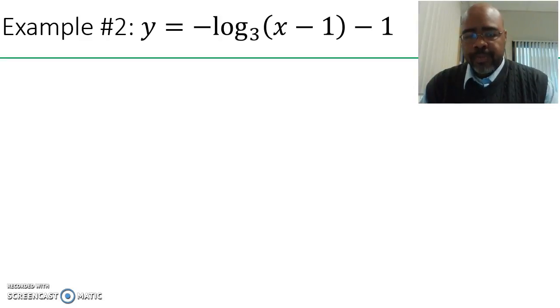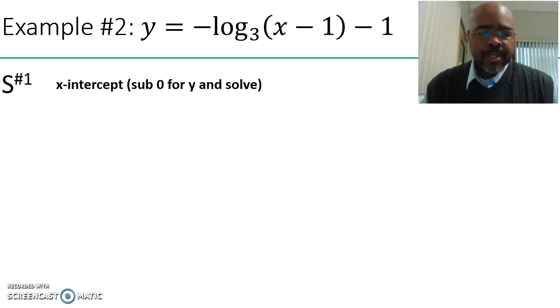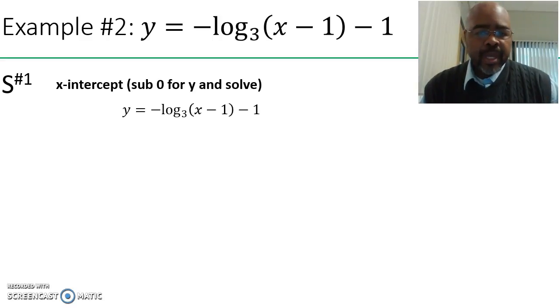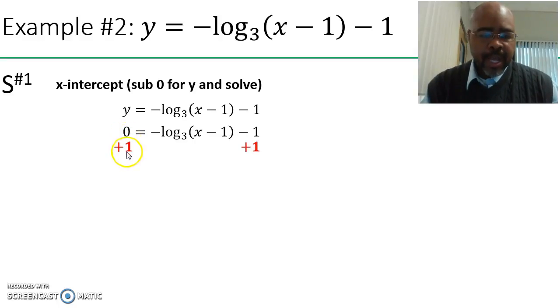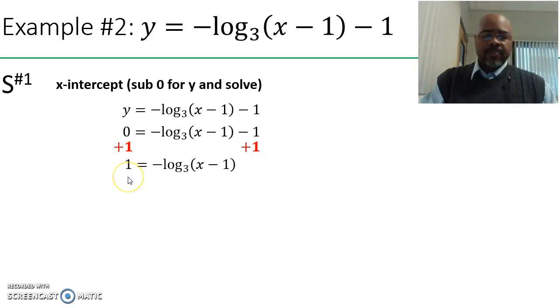So we're looking at the second example, negative log base 3, and I'm going to quickly go through it because I went through part of it on the first video. So step 1, like I said, we're going to find our x-intercept. We're going to substitute 0 for y, and that's how we go from here to here. After we substitute 0 in, we add 1 to both sides, and that gives us 1 equals negative log base 3 of x plus 1.